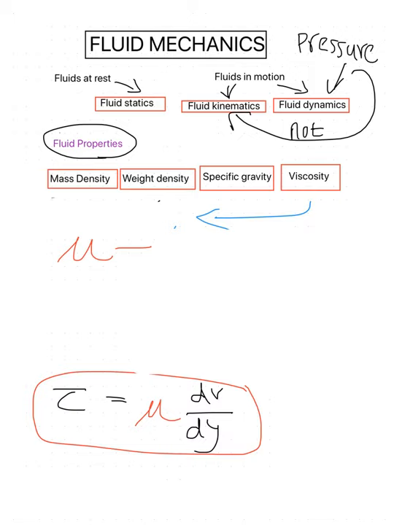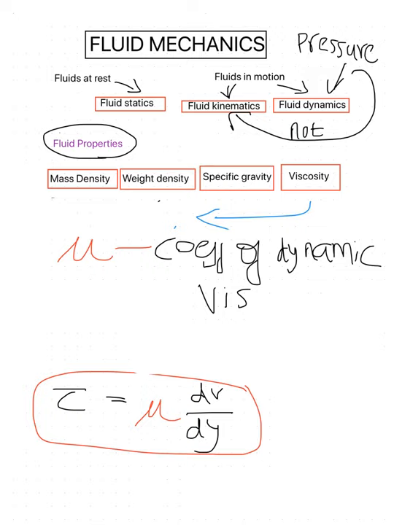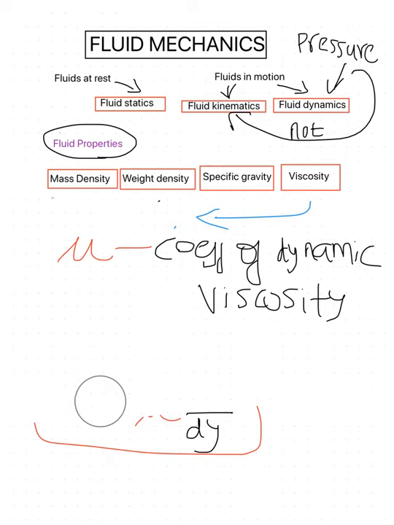This particular mu is what you call the coefficient of dynamic viscosity. Okay, so this becomes the coefficient of dynamic viscosity. Mu is now known as the coefficient of dynamic viscosity.